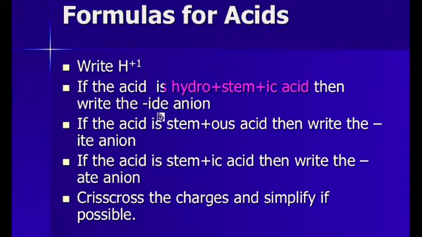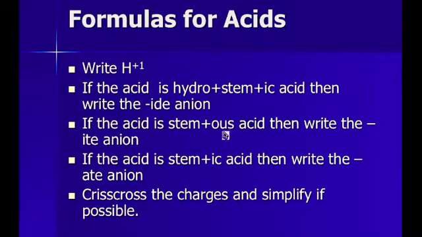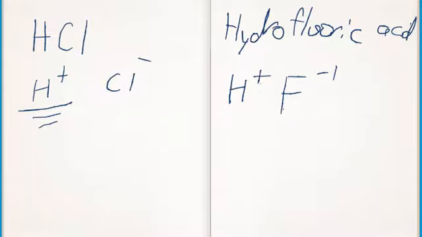So let's go back and look. We want to write the ide anion. What is fluoride? Well, ide is straight off the periodic table. So it's going to be F with a -1 charge, because that's what fluoride is right off the periodic table. So HF. Crisscross the charges, simplify if possible. That's a +1, that's a -1. Crisscross them and we get HF. That was simple. Not too bad.